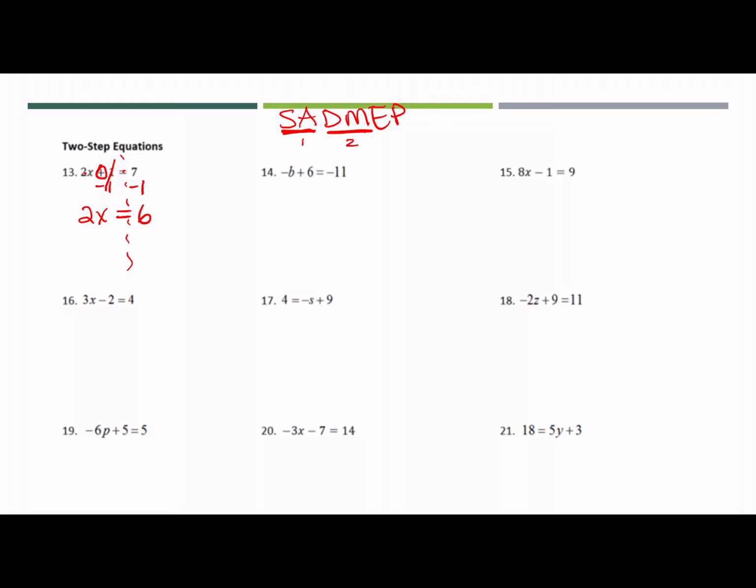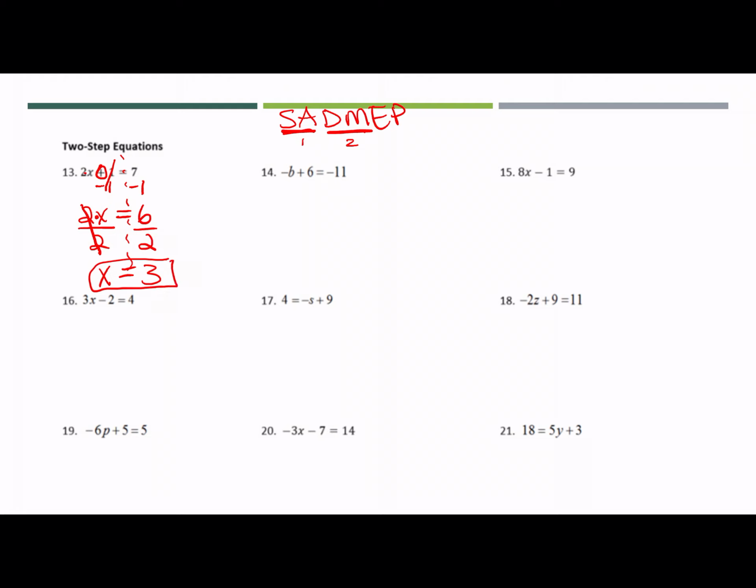Now, again, here, I'm down to like a one-step equation, like I was saying before, right? So now I'm going to use my multiplication or division to get rid of this 2. So this is 2 times x. The inverse operation of multiplication is division. I'm going to divide both sides by 2. 2 divided by 2 is 1, or that cancels out, and I just have x. And then 6 divided by 2 is 3.